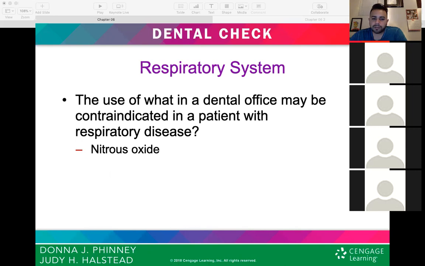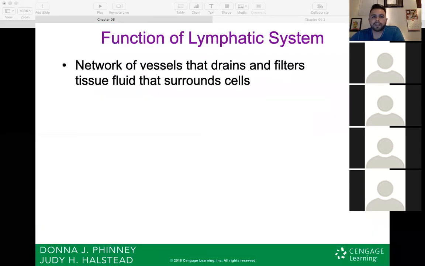Yeah, like anything to put them out, huh? Yeah, because the way you put the mask on is just on the nose, so they have to be able to breathe in and out of the nose. So if they have some type of condition, especially a cold, you wouldn't want them to try to breathe through the nose because they probably couldn't anyway. And our goal is to not suffocate our patients. So no nitrous oxide if your patient has any type of respiratory disease. All right, good job.